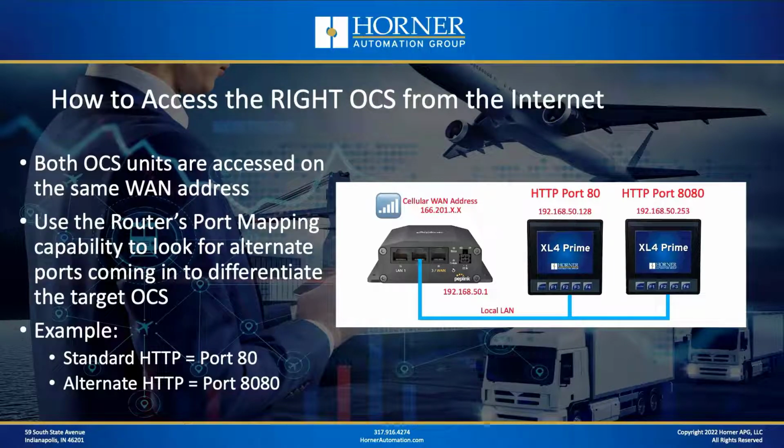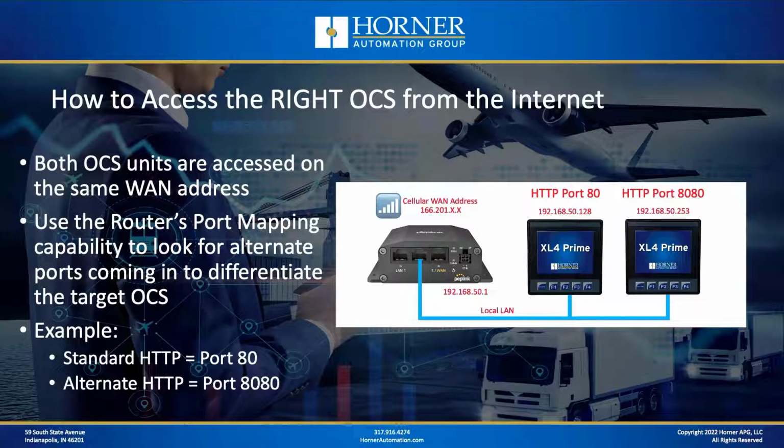So the standard HTTP port number, if we don't specify a port number in our browser line, is port 80. But we're going to specify port 8080 in our browser at the factory, and then we're going to use port mapping so that when the router sees port 8080 coming in, it will redirect that message to port 80 on the second OCS. Okay, so that's what we're going to do.